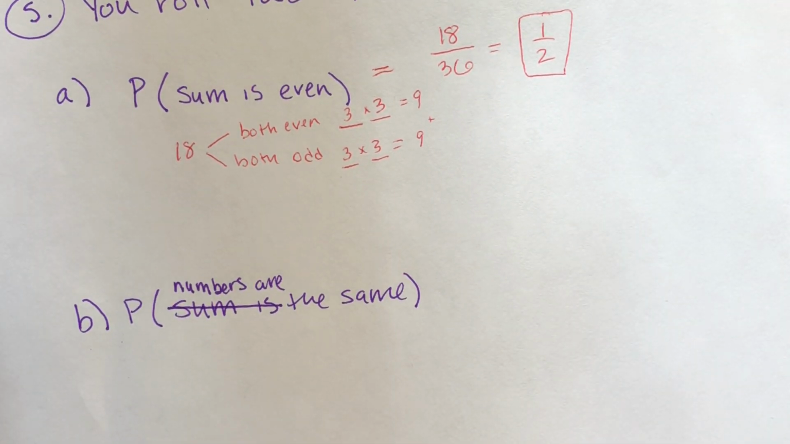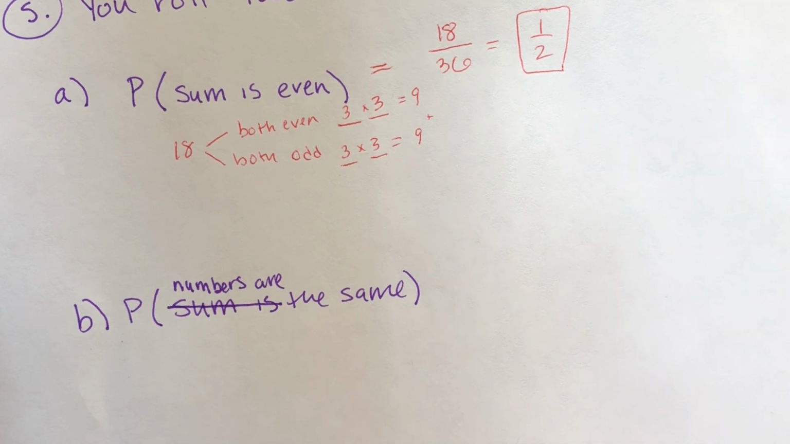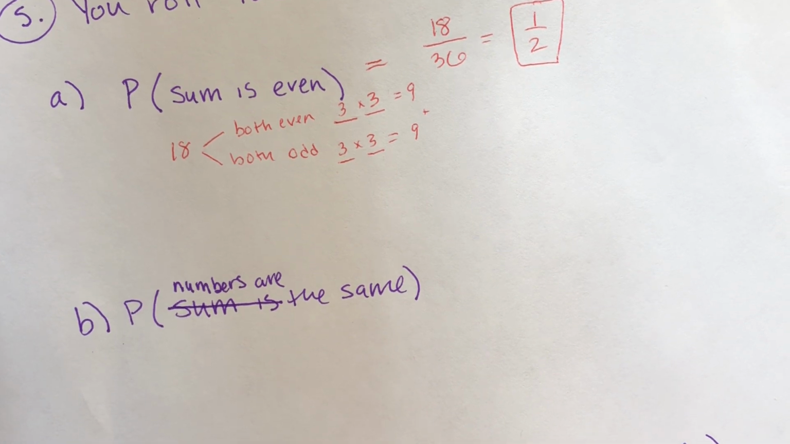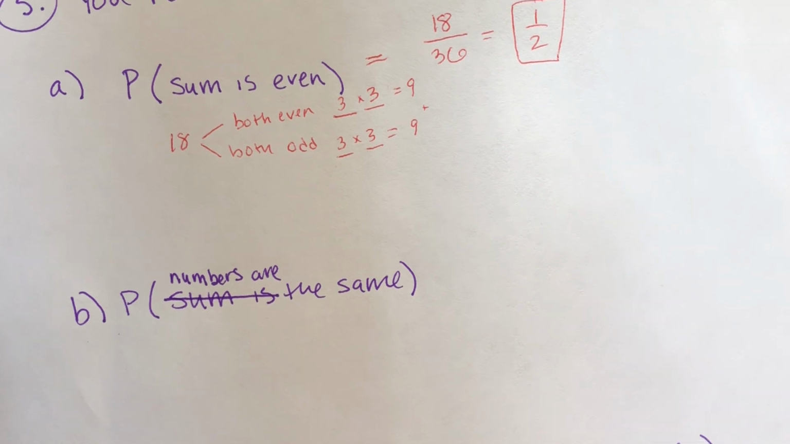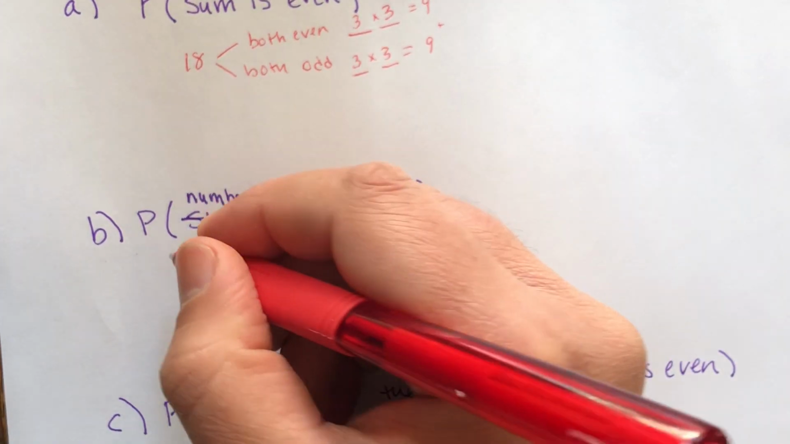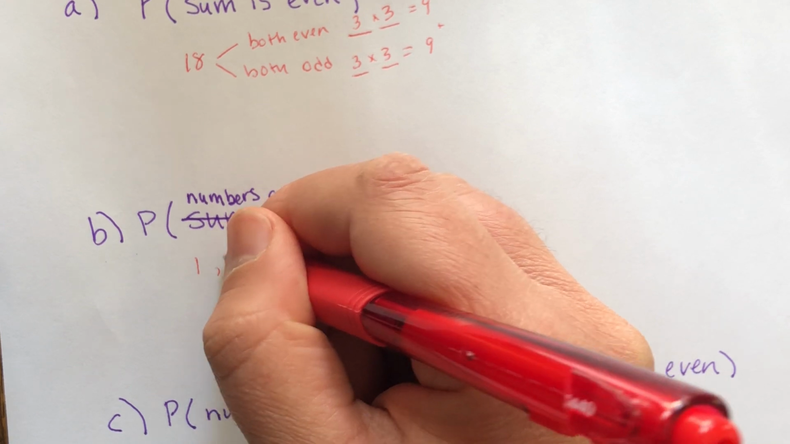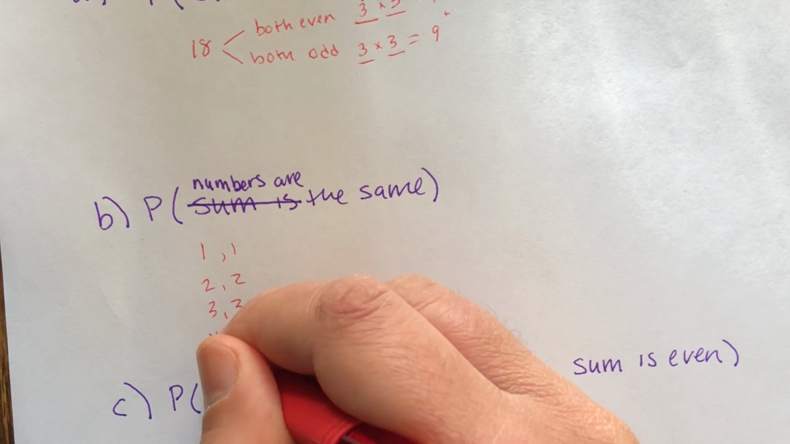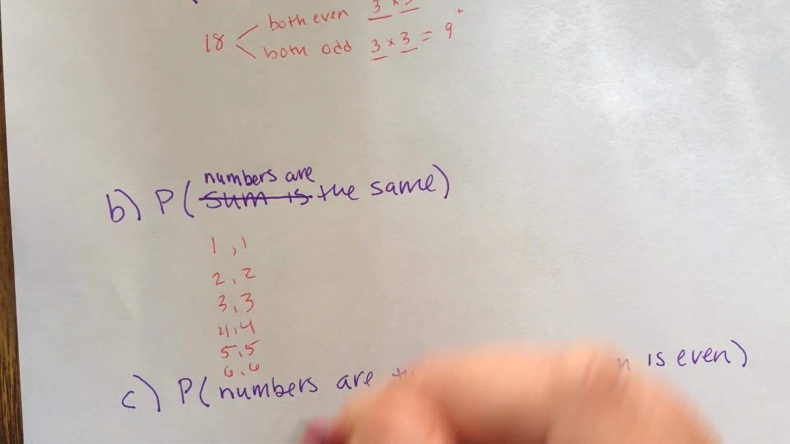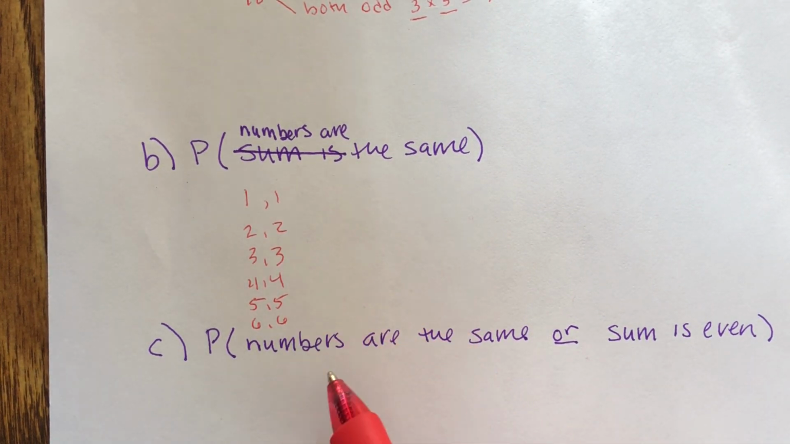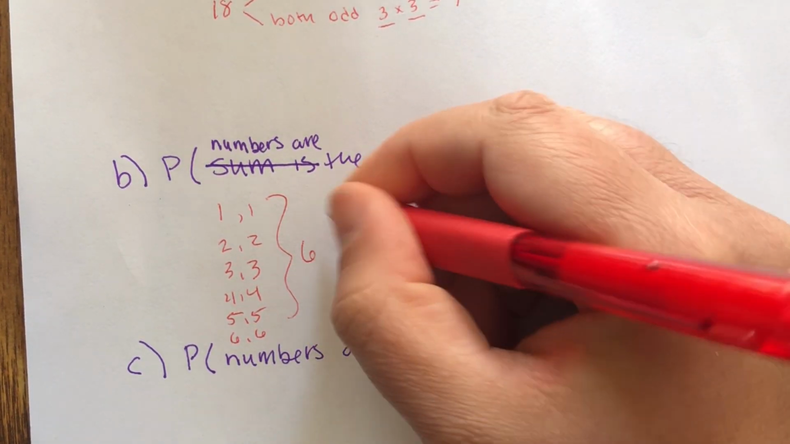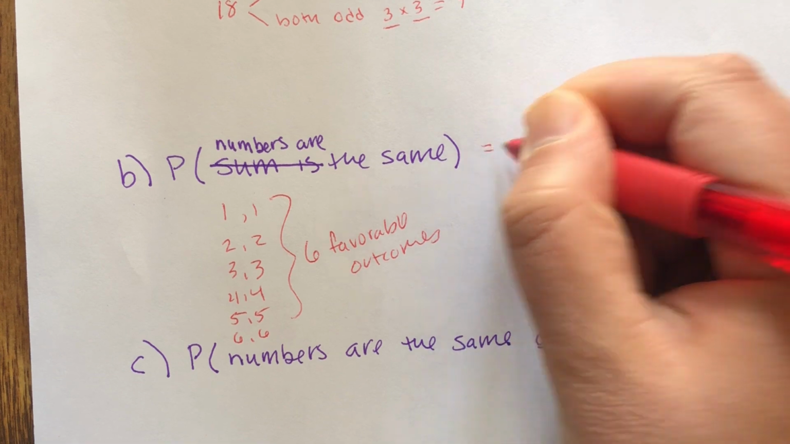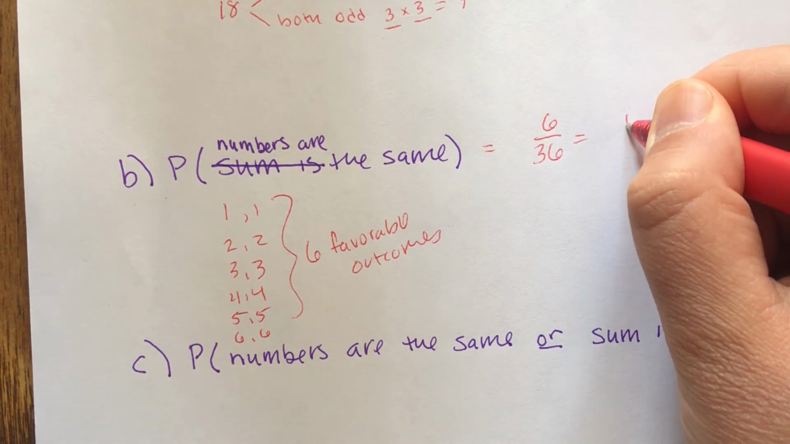Now part B, I made a little typo on the sheet. What I wrote doesn't really make sense. What it was supposed to say is find the probability that the numbers that you roll are the same, meaning that you roll 2 1s, or you roll 2 2s, or 2 3s, or something like that. So what are the number of favorable outcomes here? Well, I already started listing them. You could roll a 1 and a 1, or a 2 and a 2, 3 and a 3. You could roll a 4 and a 4, 5 and a 5, or a 6 and a 6. These are the only favorable outcomes in this case. And so there's 6 favorable outcomes out of the total 36 that we already found. This reduces to 1/6.